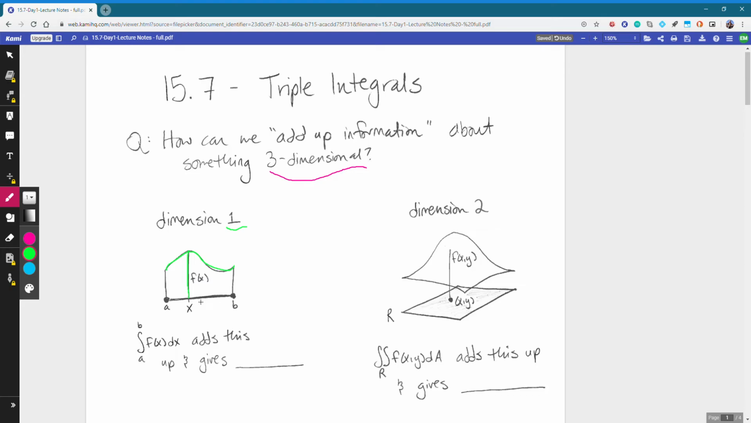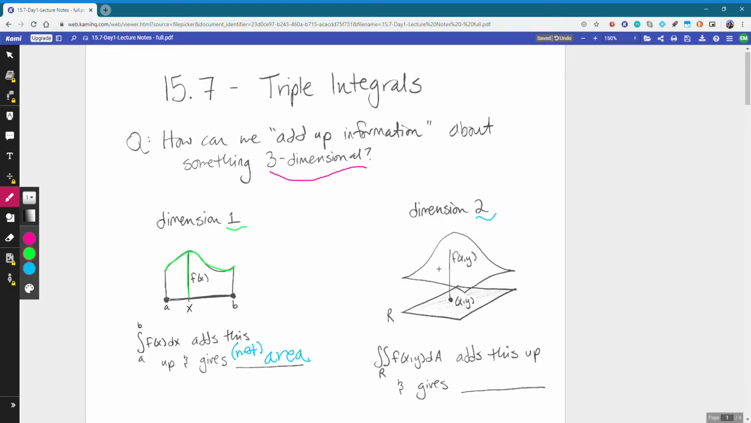And what's going to go through and add up all that information is an integral. Right, so the integral for f of x from a to b, this is going to go ahead and add this up, and it's going to give us area, right, or more precisely, net area. Let me write that in here, net area. And so we've seen that before, and more recently, we've thought about what this looks like in dimension two.